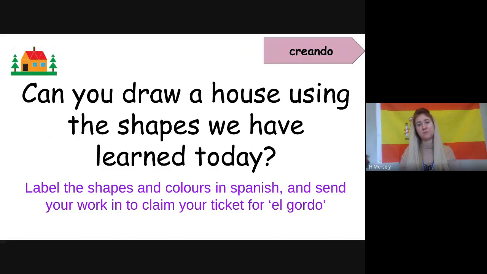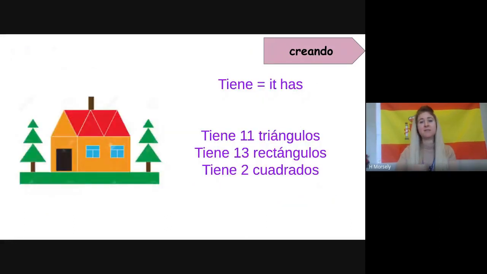So we're moving on now to the end of our lesson, and this is the part where I ask you to do something at home or in school, and then your teachers will send me a copy of it to have a look at, and this is where you win tickets to El Gordo. So you win those raffle tickets for the prize at the end of term. So my task to you is, can you draw a house using the shapes we have learned today? So using círculo, cuadrado, triángulo, rectángulo, and estrellas. Okay, so label the shapes and the colours in Spanish and send your work in to claim your ticket for El Gordo. Okay, so I'm going to give you an example.